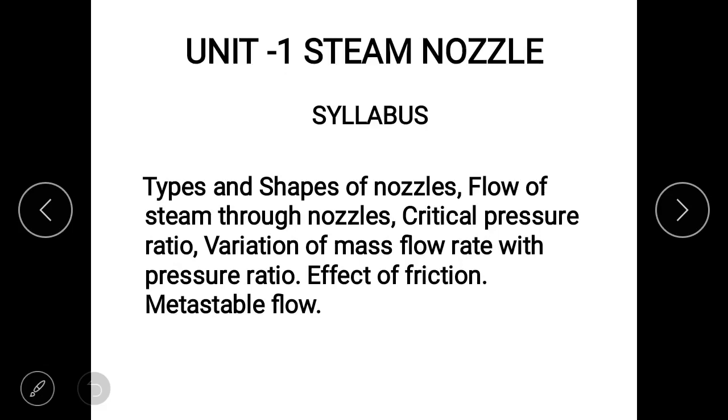In this syllabus, the first topic deals with types and shapes of nozzle, the second one is flow through the nozzle, the third one is critical pressure ratio, the fourth one is variation in mass flow rate with pressure ratio, and the last one is metastable state flow. Metastable state flow and the effect of friction are almost the same. They come under the same topic and derivation. So we move on to the next slide.